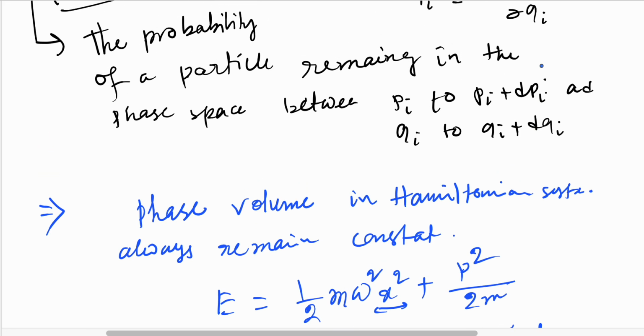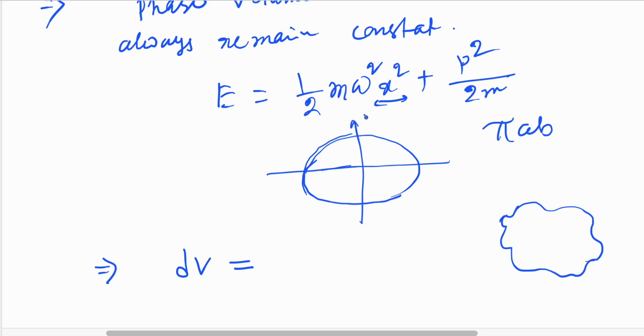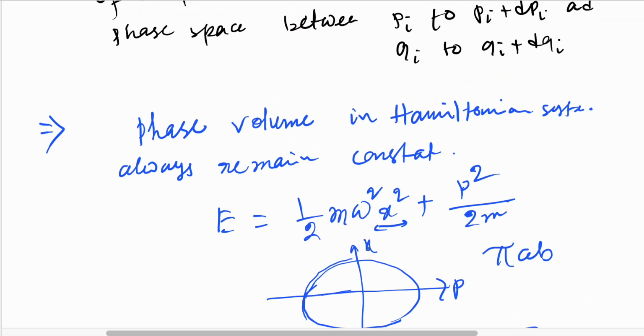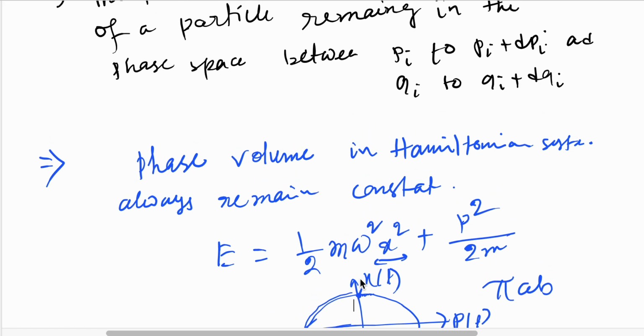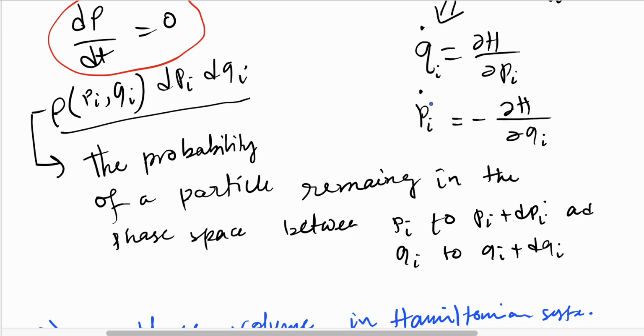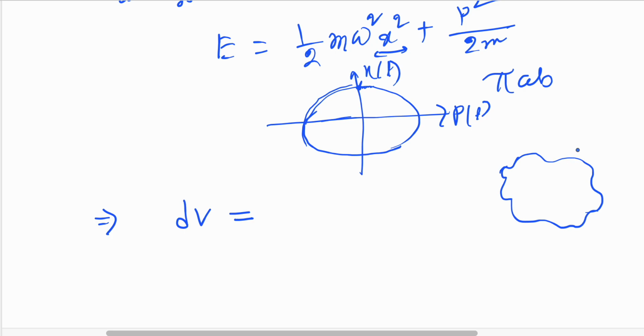It changes because with time there is a velocity. Suppose this is x and this is p. If x and p are functions of time, then this point will change in this phase space. Since q dot has a time evolution, q and p will change. So in some direction this boundary will move. Suppose in this direction the boundary will move.